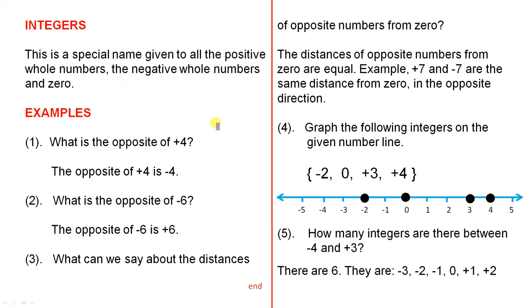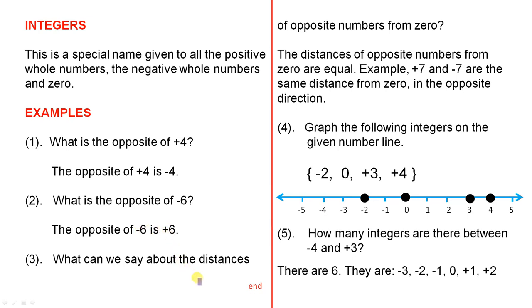Let's look at some quick examples. What is the opposite of plus 4? The opposite of plus 4 is minus 4 or negative 4. What is the opposite of minus 6? The opposite of minus 6 is plus 6. Sometimes we can call that minus 6 or negative 6. And the opposite is plus 6. So the opposite, all you do is change the sign.